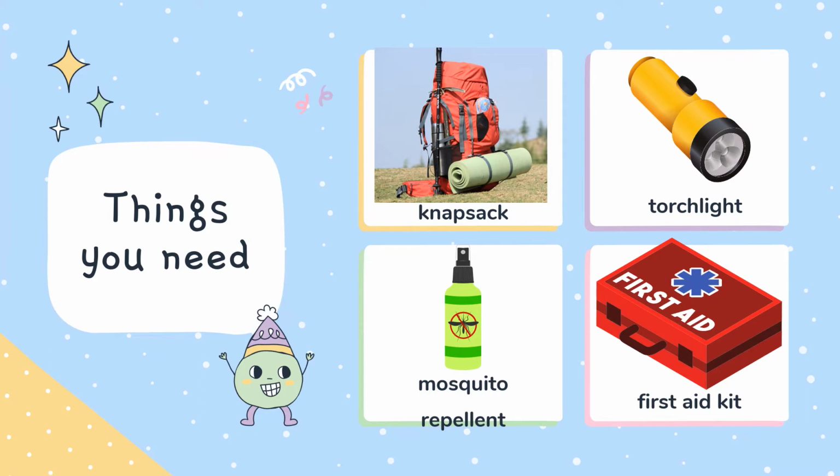Right, let's look at some of the things that we need when we go on a camping trip. We might need a knapsack, a torchlight, maybe mosquito repellent to keep the mosquitoes away, and also a first aid kit.